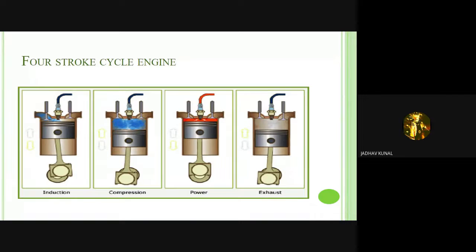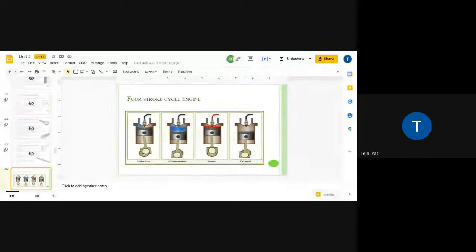No, ma'am. Can you repeat, please? Stroke again, yes ma'am. Yes, it's understood, ma'am. Okay, no problem. Let me show you another diagram so you will understand the stroke.